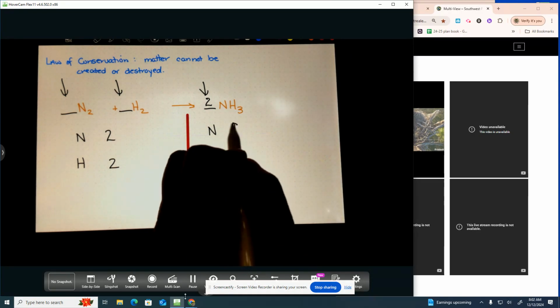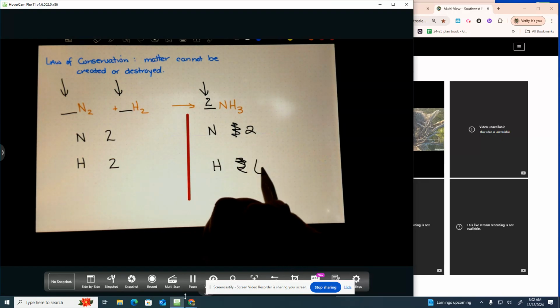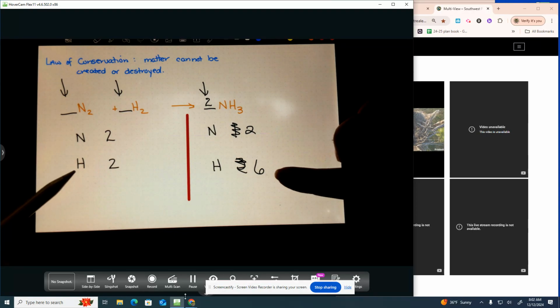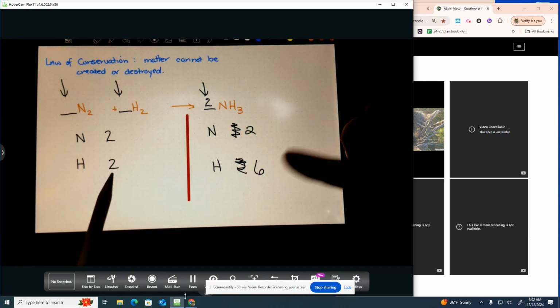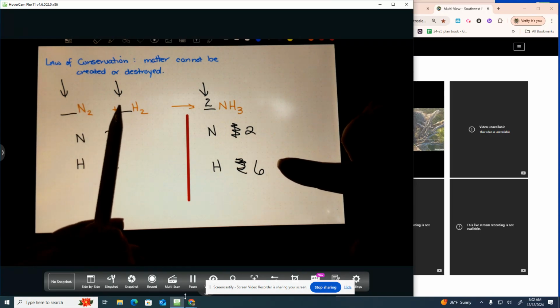How many N's do I have now? 2. And how many H's do I have? 6. Okay. The N's are now balanced. That's called, N's are obeying the law of conservation, but the H's are not. What side am I working on? The reactant side, because the 2 is lower than the 6. Find the H's on the reactant side. They're right here.